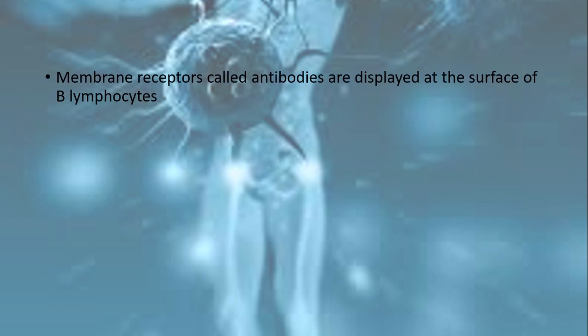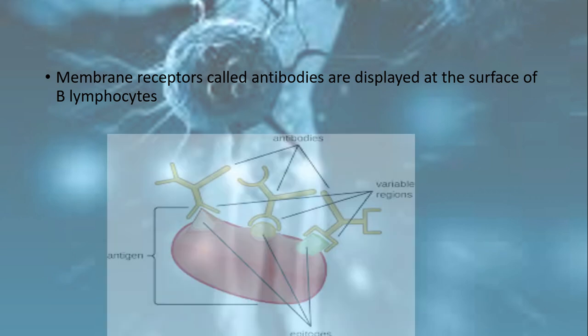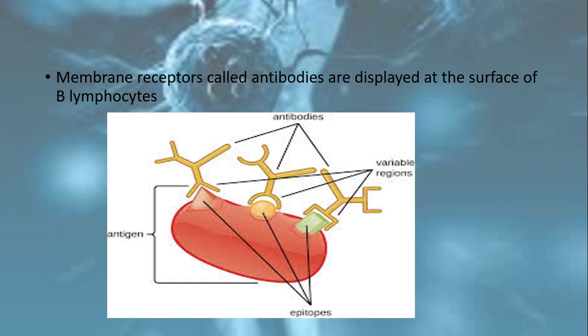The membrane receptors which are present or displayed at the surface of the B lymphocytes are called antibodies. If you take a look into this figure, you will notice that we have different types of antibodies. Each type can bind to a specific antigenic determinant, that is to mean a specific structure present on the antigen. This antigenic determinant is known as the epitope.